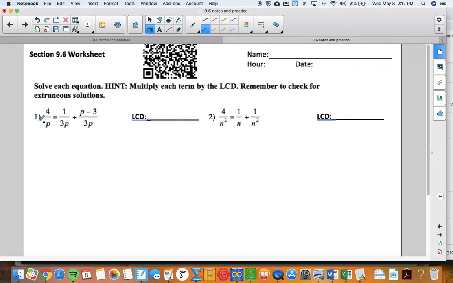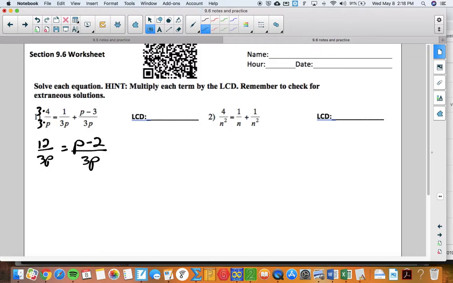I just need to multiply this fraction by 3. So I need to multiply that fraction by 3, or the top by 3. So I get 12 over 3p equals, because these have a common denominator, I can add the numerators together. So I get p minus 2 over 3p.